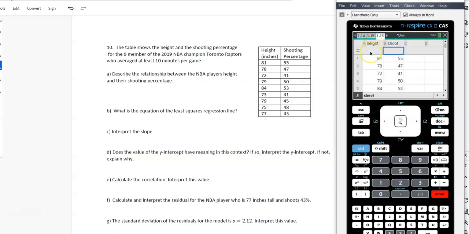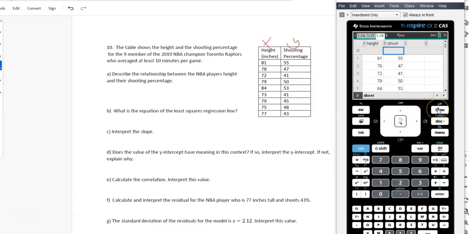By the way, we probably need to choose an x and y. I think we're going to try to predict their shooting percentage. So this is like our x and this is like our y. So our explanatory variable is height, and our measured response variable would be shooting percentage. In other words, maybe if you're taller, you shoot better or worse than people who are shorter. I don't know what's going to happen here.